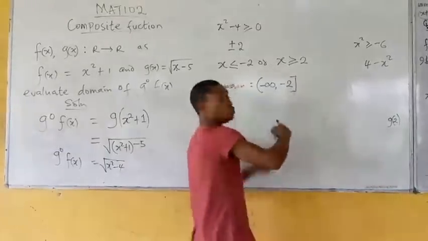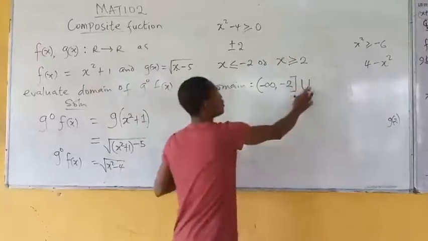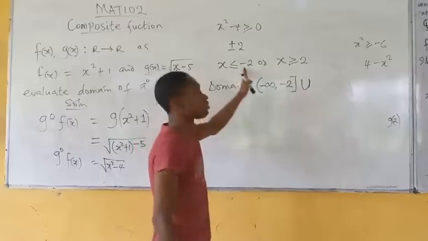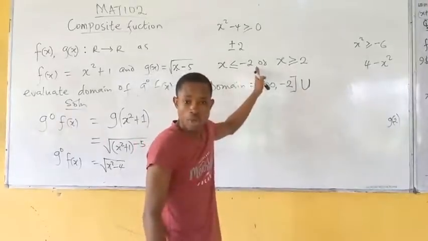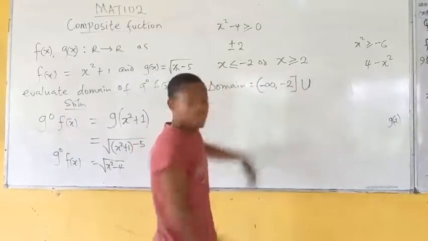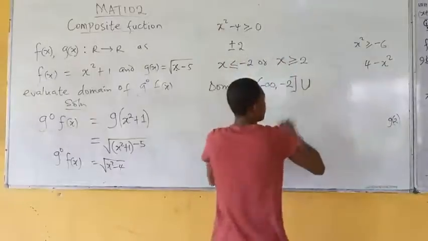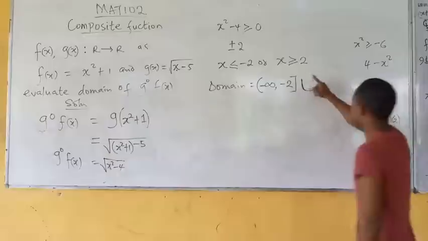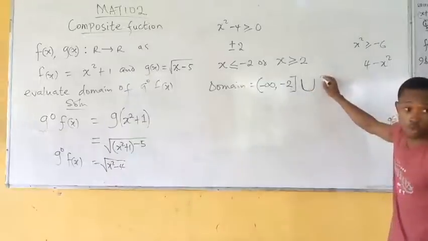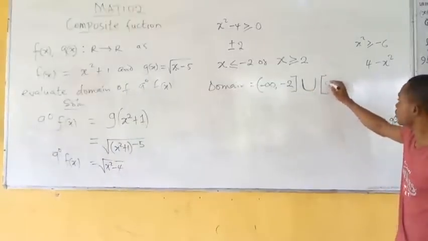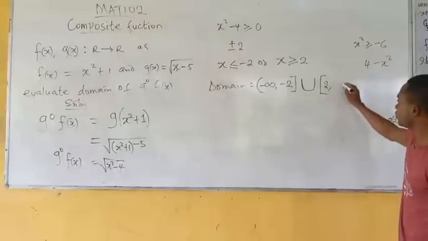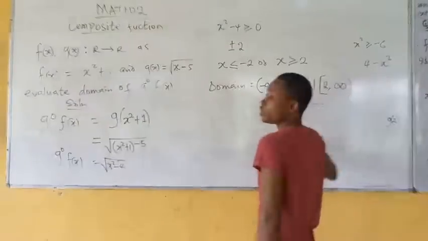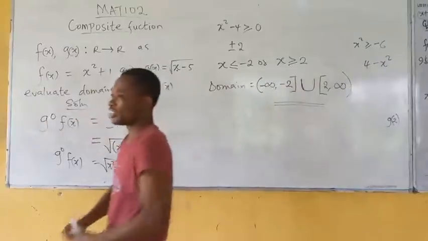Then watch, you will unite it. Because this thing you are seeing here, once you move from negative infinity and terminate at minus 2, do you continue with minus 1, 0, 1? Do you do that? There is a break. So it jumps to positive 2, is that not so? And positive 2 is part of the domain, so you open with square brackets and terminate where? And this is the answer. So do you see how you handle that, right?